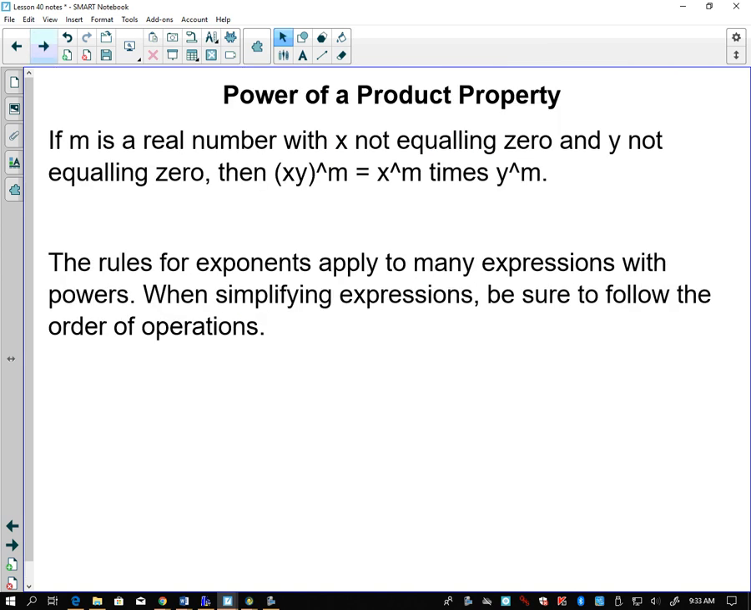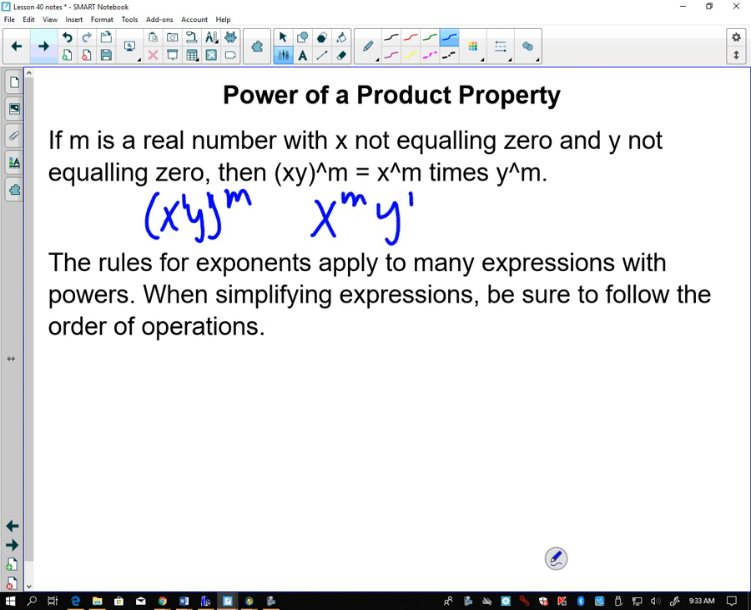All right. So if m is a real number with x not equaling 0 and y not equaling 0, then (xy) to the m equals x to the m times y to the m. So that's another thing to realize. (xy) to the m: that m is being applied to the x here and the y here. So it actually splits into x to the m, y to the m. Okay? I'm applying it to their individual exponents.